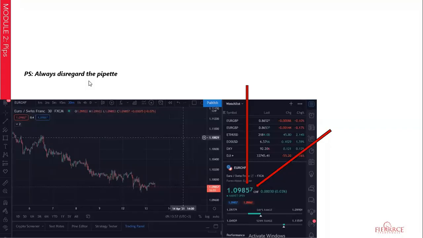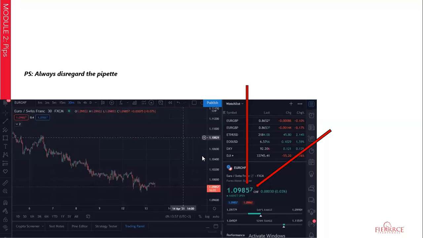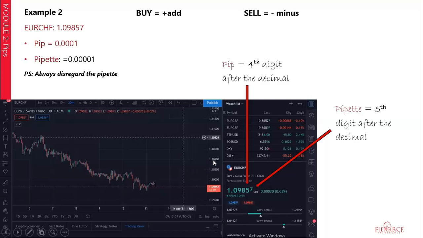Okay, so now I'm looking at example 2, which is Euro CHF, as you all can see. And Euro CHF just looks like Euro GBP. It has 5 digits after the decimal: 1, 2, 3, 4, 5. So 7 is the pipette, 5 is the pip. And we can see it here: 7 is the pipette, 5 is the pip.